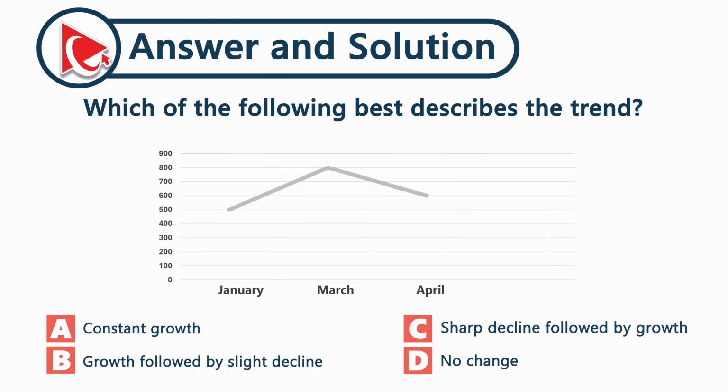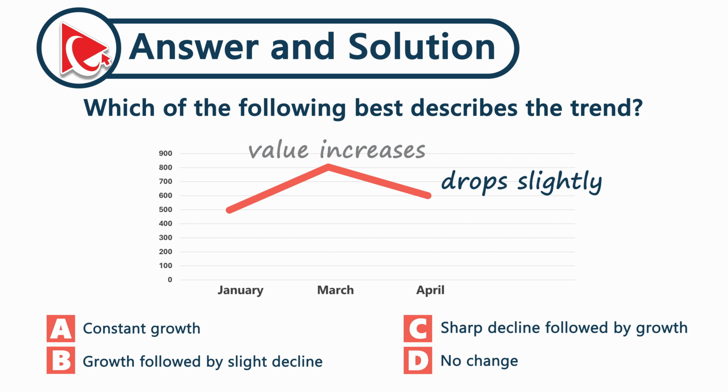Now let's analyze the data points. The value increases in March, then drops slightly in April. It's not constant, not flat, and definitely not a sharp drop. This is why the correct answer here is choice B, growth followed by slight decline. Small movements can reveal big insights, but only when you look closely.